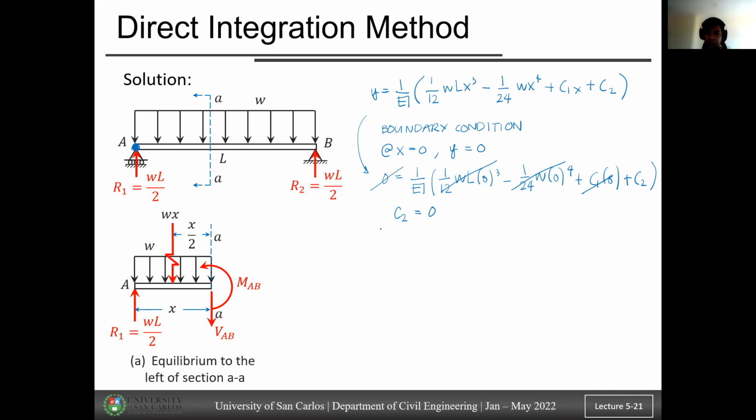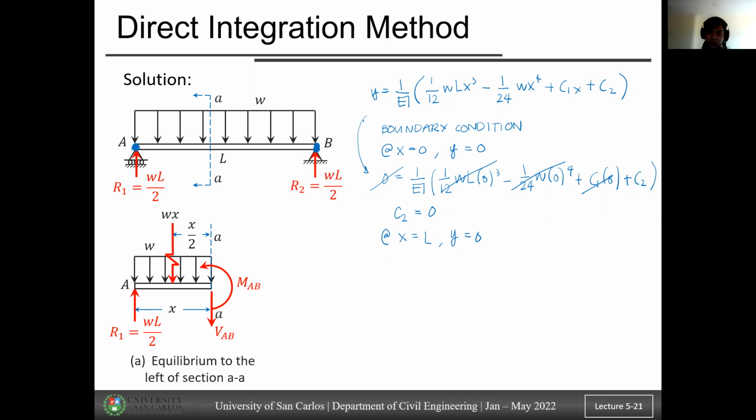Now the other boundary condition would be at the full span, at the other support, which is at point B. So when X is equal to L, the entire span going from A to B, that is X equals L, the deflection is still 0. There's no deflection at point B because it is being supported.